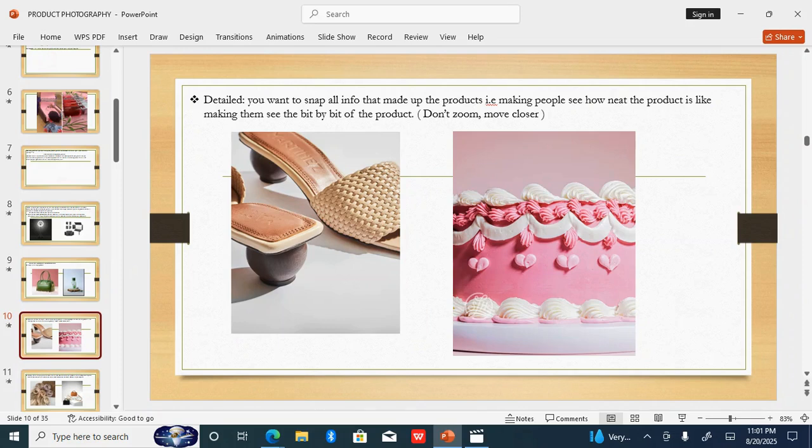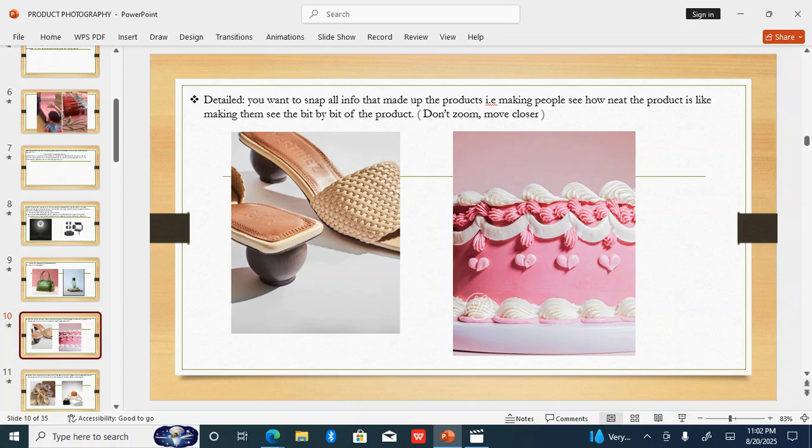If it was far away, you might not know that this head is a woven craft or something like that. In fact, you might not even know that the heels is also a wooden heels. You might think maybe it's irregular heels. You want us to see the detailed picture of the products. That is what they call detailed. They are showing us everything that product comprises of.